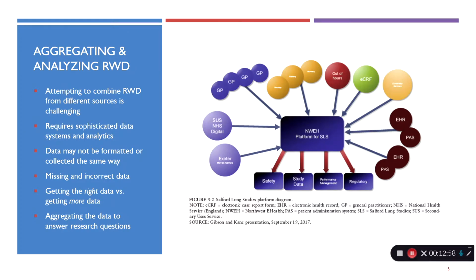It's also important to keep in mind that adding another bubble to this diagram doesn't make your data set better unless it's the right data. So just adding more data isn't always the answer. Having the right data is what you want. And we're going to talk about that in terms of fit for purpose here in a minute. And essentially, once you have all these data in one place, you need to aggregate them and analyze them to actually address the research question that you have. This is a really challenging process.